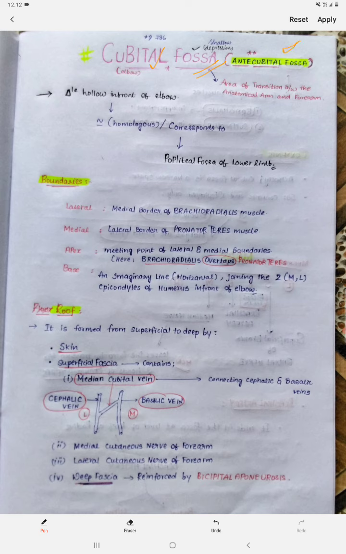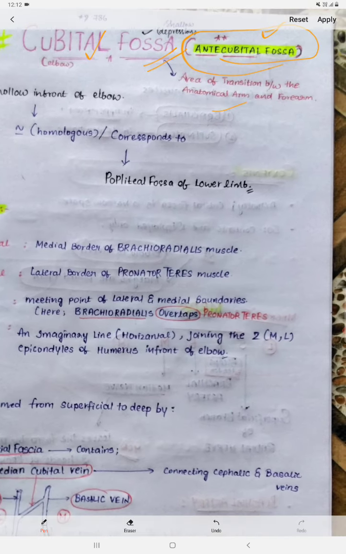and it is also called the antecubital fossa. Please remember this point: the cubital fossa, otherwise called the antecubital fossa. Ante is spelled A-N-T-E, don't write A-N-T-I, the meaning will change. So the area of transition between the anatomical arm and the forearm, whatever area is present in front of the elbow, is called the cubital fossa.